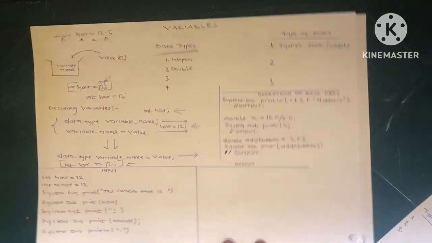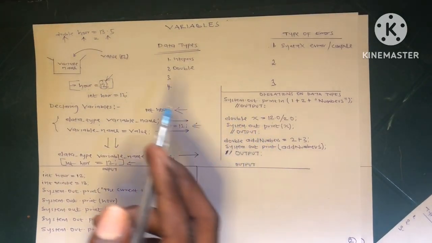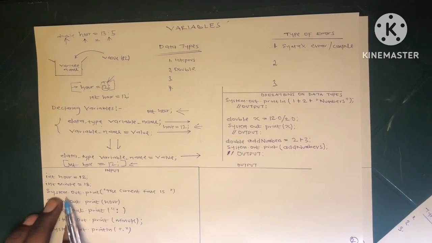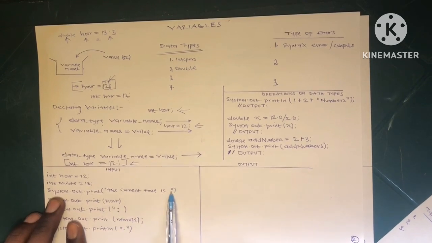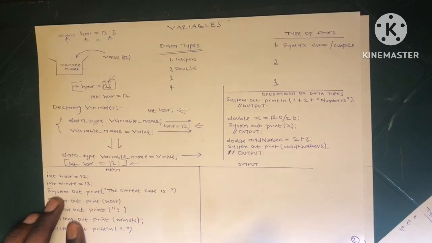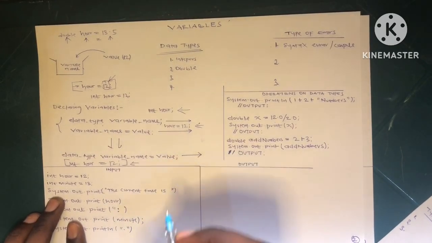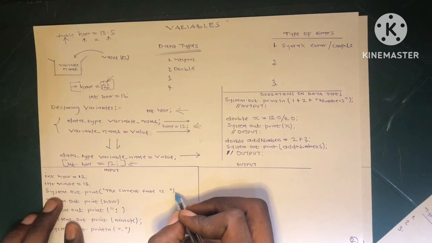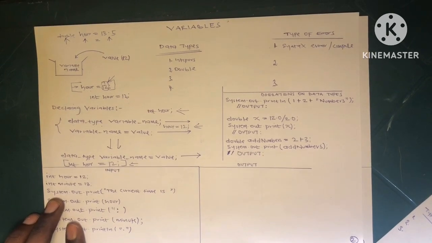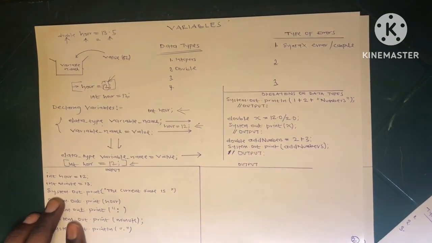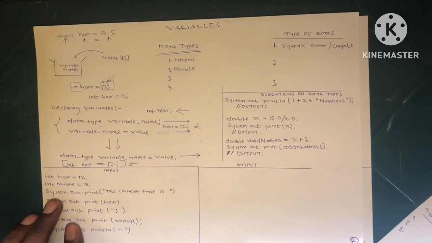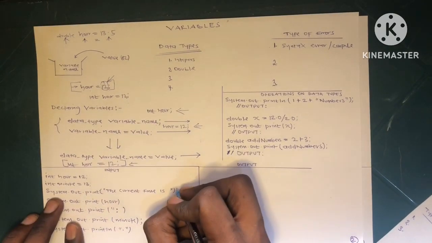This is the type of error that is generated when you neglect a particular syntax. For example, look at this statement: system.out.print the current time is. You understand? So if you notice here, as I said earlier, all statements in Java end with a semicolon. Now, because I did not put a semicolon here, if I put it on the computer and press run, the computer will generate an error, and this error will be a syntax error. So in order to avoid this type of error, you have to make sure that all your syntax is correct. That means you must put a semicolon at the end of every statement here.